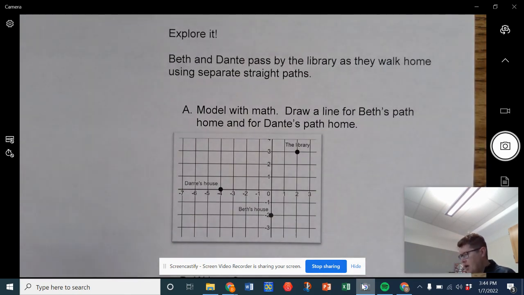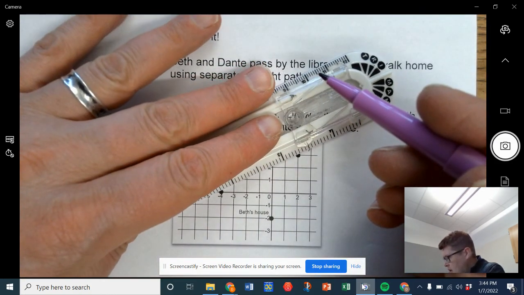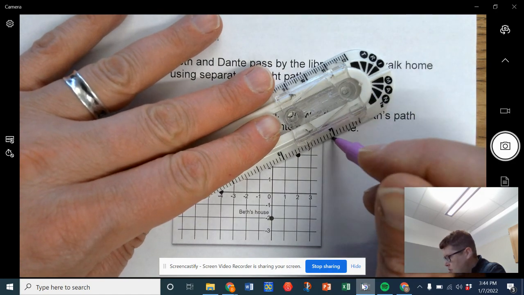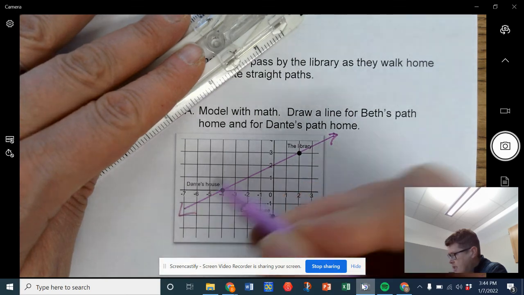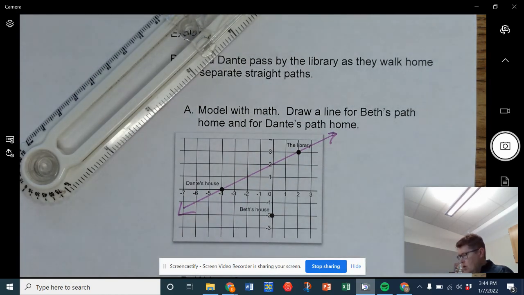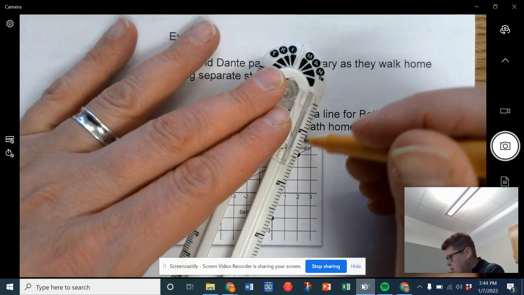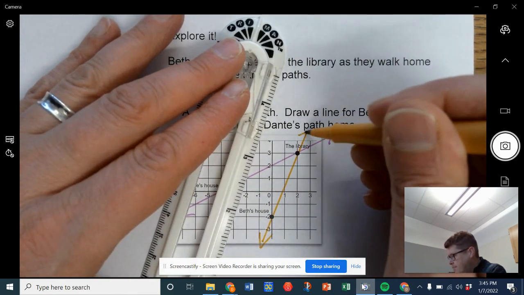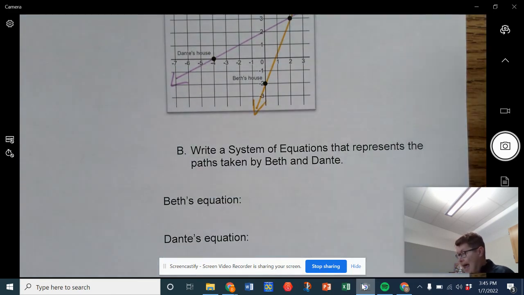All right, let's do this kind of pinky lavendery color for Dante. Just going to do this right there. So that's his line right there, and Beth will do this gold line. Like so. So now we've got these two lines right here. Now we can actually write a system of equations that represents the paths taken by Beth and Dante.